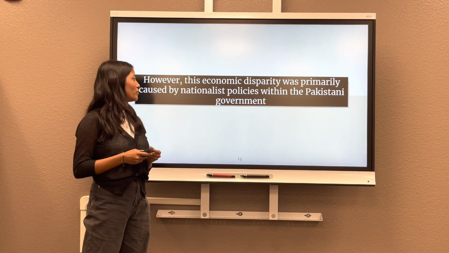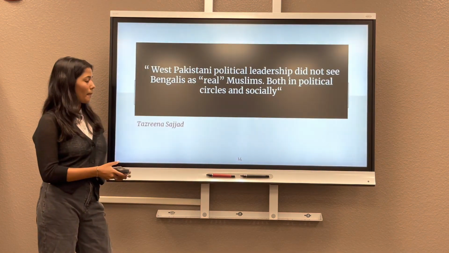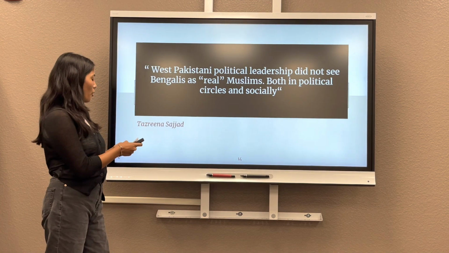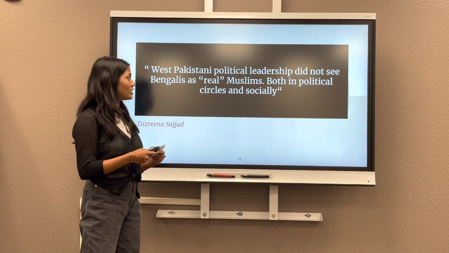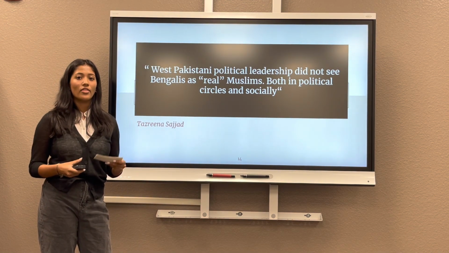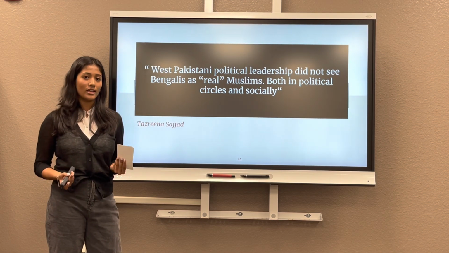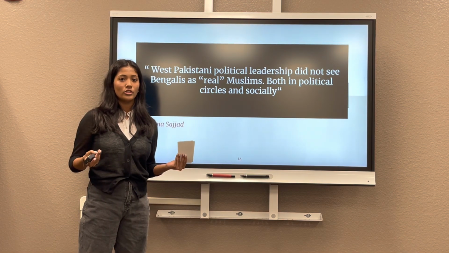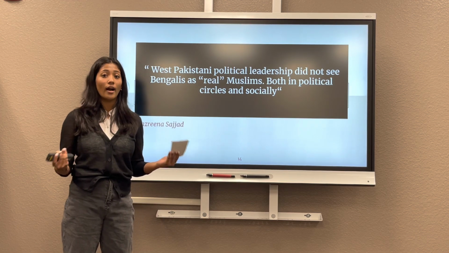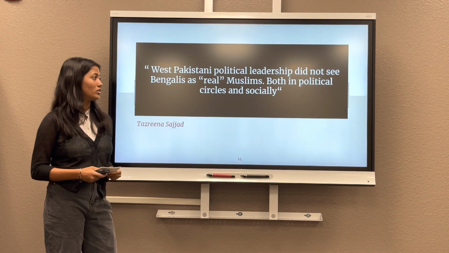This economic disparity was primarily caused by nationalist movements within the Pakistani government. According to Tazrina Sajjad, West Pakistani political leadership did not see Bengalis as real Muslims, both in political circles and socially. The attitudes in this quote show that West Pakistanis viewed Bengalis as lesser and more inferior, showing that the Bengalis were in need of help from the West Pakistanis, making them make politically biased decisions towards the East Pakistanis.